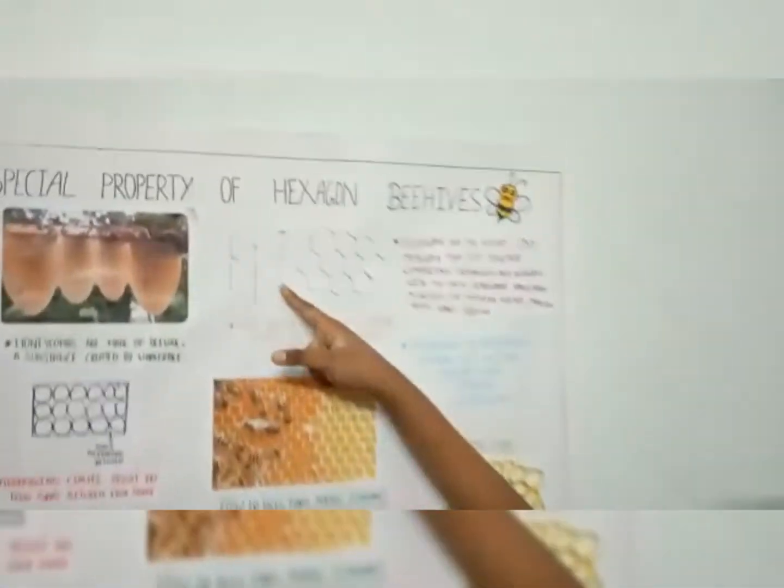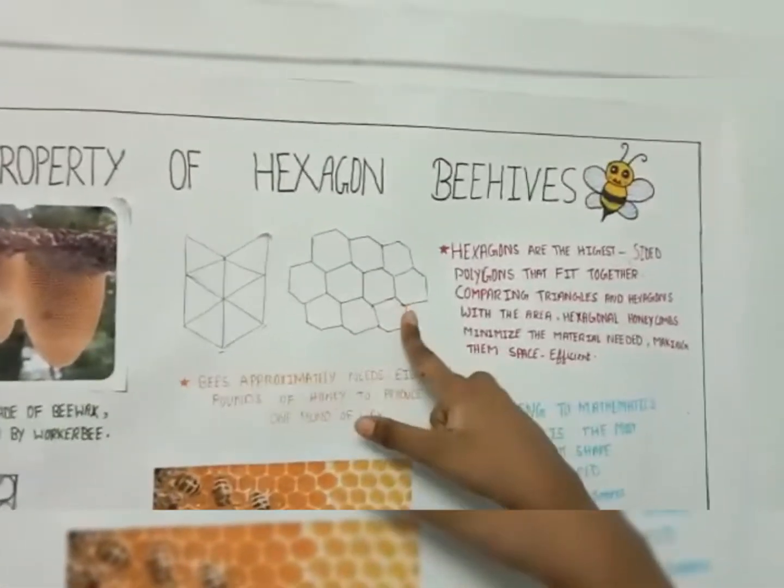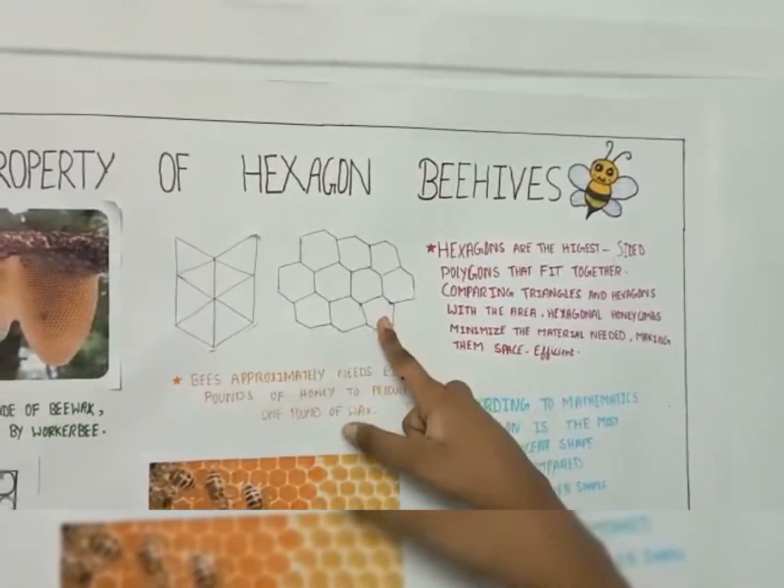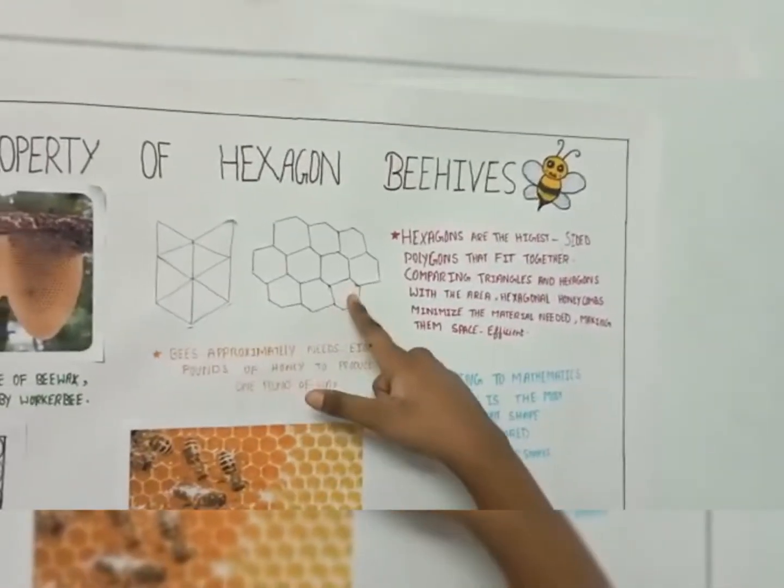Hexagon is the highest sided polygon that fits together. When comparing triangle and hexagon with area, hexagonal honeycomb minimizes the material needed and makes them space efficient. Now let us see how honeybees make perfect hexagons.